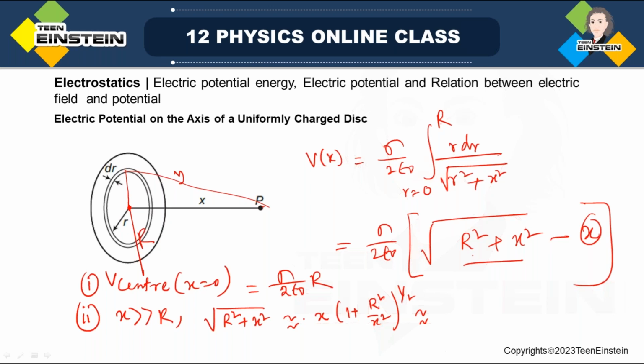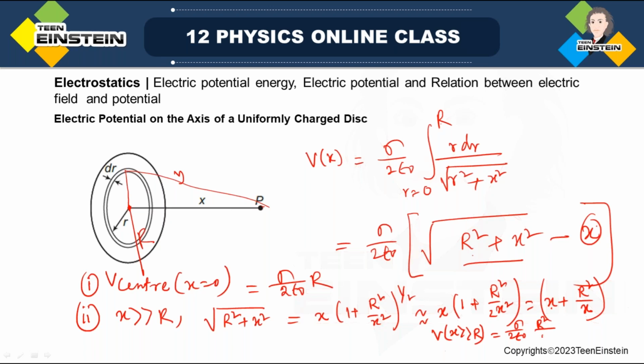So this is fine, up to this is equal, and this could be written as x into 1 plus r square by 2x square. If we multiply, this will be x plus r square by x. Now you take this value and put it here. So what you get, for x much greater than r on the axial point, sigma by 2 epsilon 0. So this and this will cancel each other. So that's why I had written r square by x.